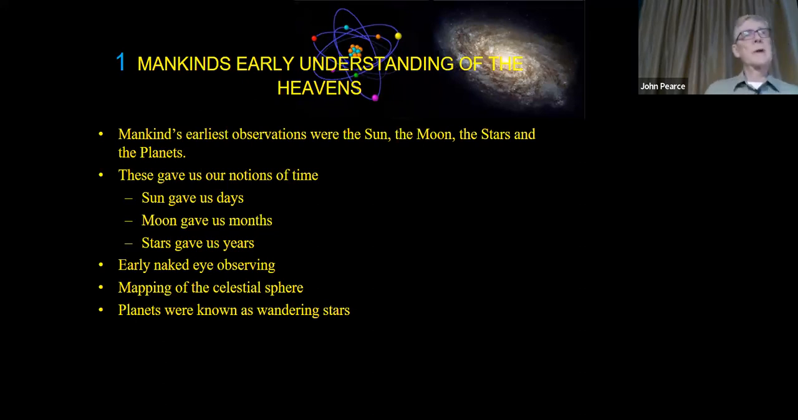Planets effectively were bright stars that appeared to move across the heavens, and they were known as wandering stars initially. I think the word planets comes from the Greek, from wandering stars. And of course, all of these were seen by the naked eye. There wasn't any assistance for that. And a lot of mapping of the celestial sphere was done.